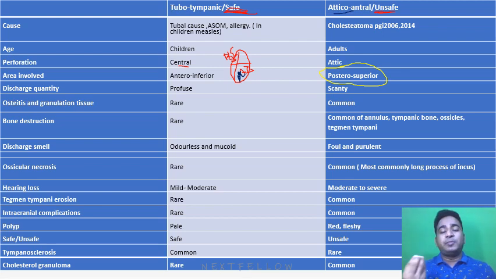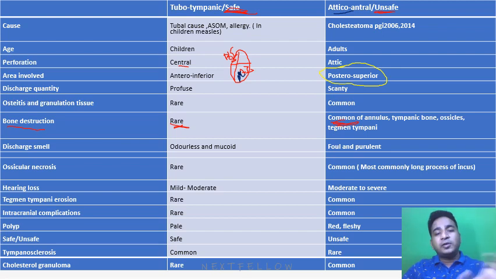That means the stapes, malleus or incus long process, etc. may get damaged or eroded, but in long-standing cases. It is not very common in tubotympanic type, but it may happen. So this bony destruction part is rare in tubotympanic, whereas it is very common in atticoantral.